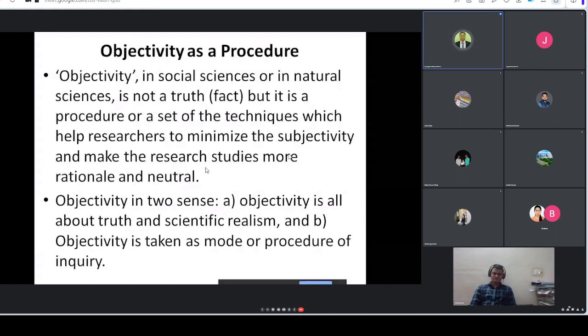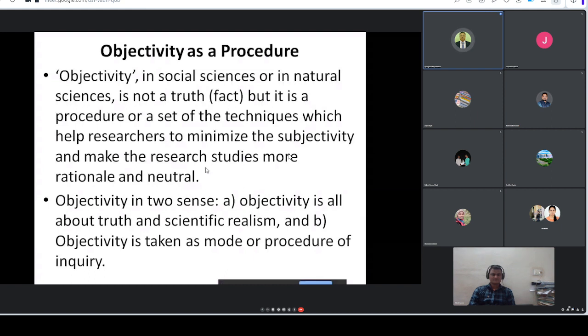It is about truth and scientific realism. On the other side, it is also a mode or procedure of inquiry: how we are going to study, how we are going to design our research. If you want to control subjectivity and make your research more objective, then from the design onwards, your methodology, your research design, is very, very important. So, for example, if I study my own community, then I may not be able to see the drawbacks or ills in my own society. Then what should I do? I have to ask another community: how do you look at the problems, the drawbacks, or the issues in my society?